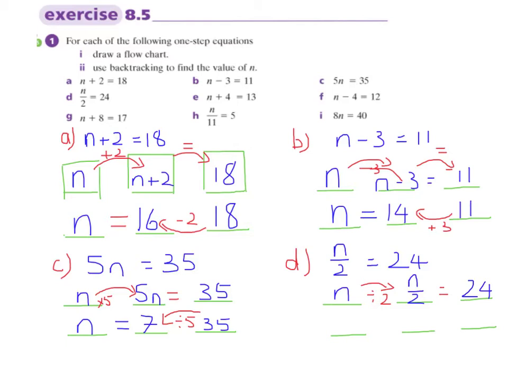So now I'm going to put my 24 down here. What's my backtracking? My backtracking was a divide by 2 over here. What's the opposite of divide by 2? The opposite is times 2. So 24 times 2 is 48. So my n equals 48. Okay? So you should be able to do those ones.